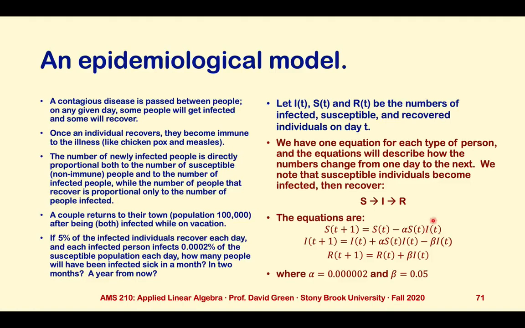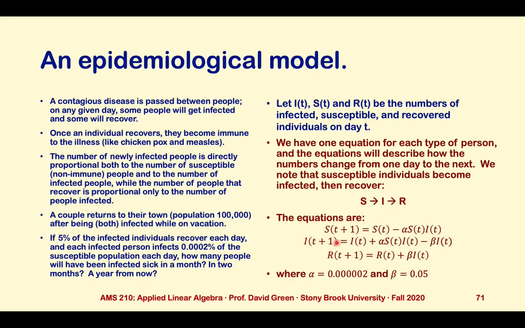Each infected individual infects 0.0002% of the susceptible population. So this alpha times S tells what is 0.0002% of the susceptible population. And then we multiply that number of individuals by how many infected individuals there are to get the total number of new infections. Right? New infections decrease the susceptible population.